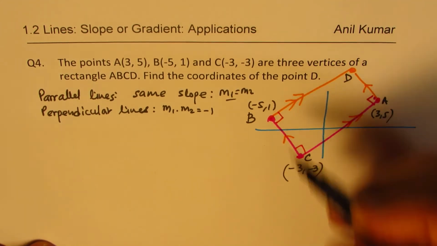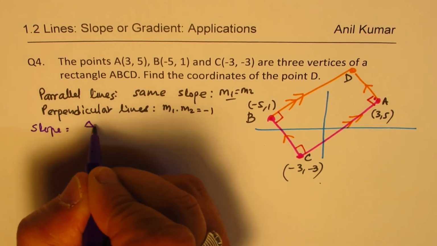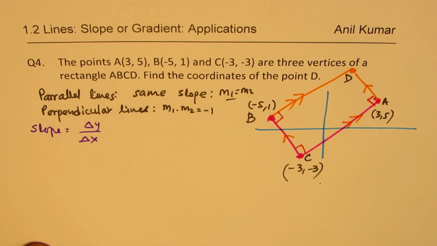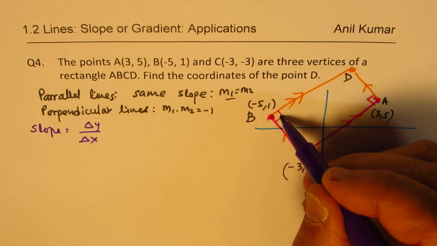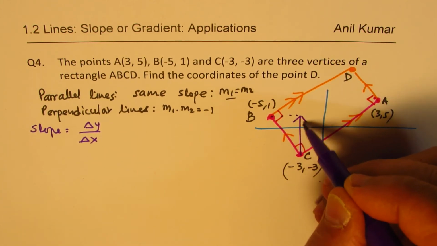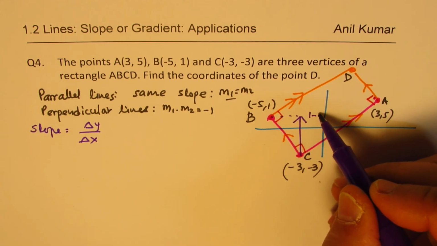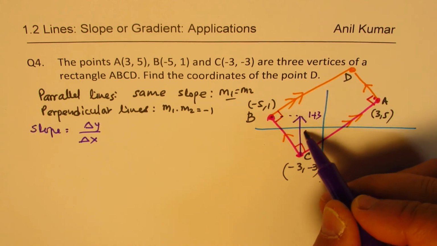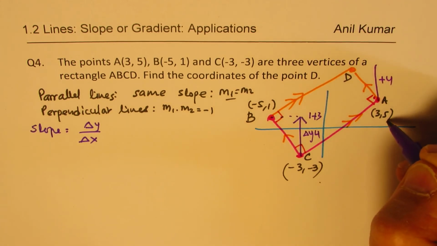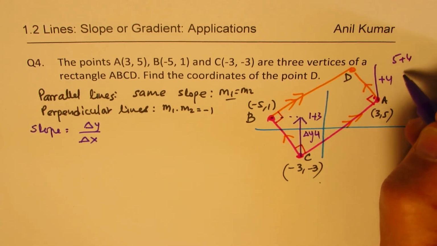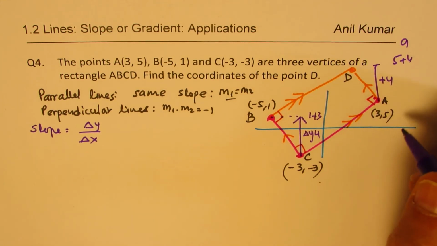Now slope means what? Change in y over change in x. So let's look into change in y and change in x. So if I'm going from here to this point, what is the change in y? Minus 3 to 1. So it is from minus 3 to 1, so delta y is 4. So basically I have to add 4 to my y value. So I get 5 plus 4, which is 9, correct? So I get delta y as 4.